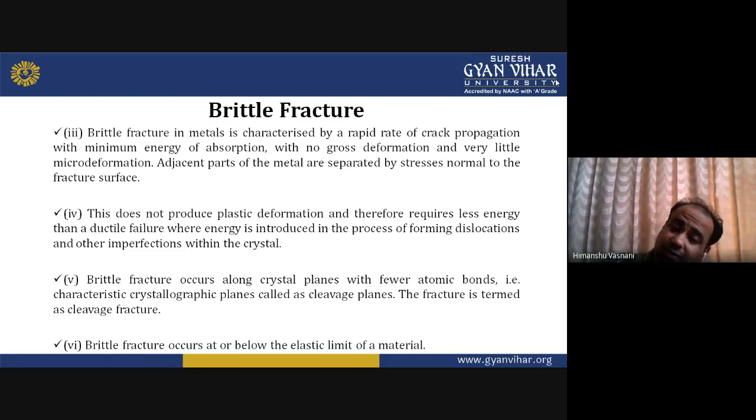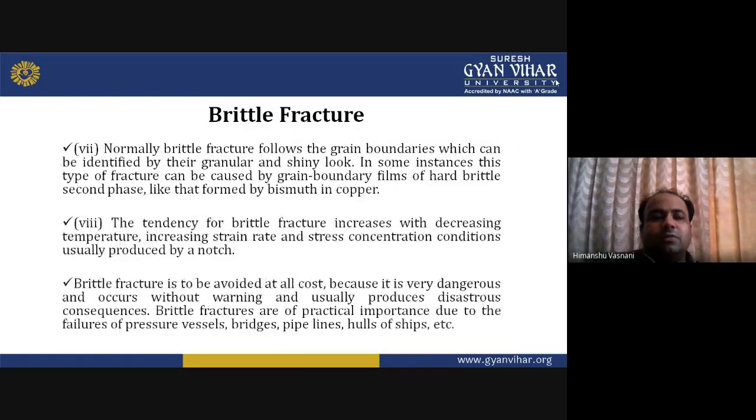Now, brittle fracture occurs at or below the elastic limit of the material. Why? Because if it is below the elastic limit, then automatically you can understand. Normally, brittle fracture follows the grain boundaries, which can be identified by their granular and shiny look. So if you see the shiny look, brittle fracture might have happened.